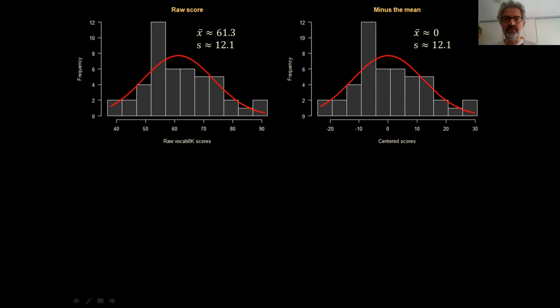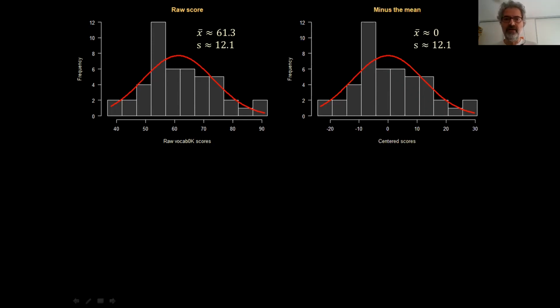But since we subtracted the mean from every value, the mean is now 0, because a value that would be around 61 is now around 0 by subtracting 61.3. And the same is true for every value. So values that used to be around 61 are now around 0. It's like shifting the histogram so that the mean is now at 0. That's what subtracting the mean did.